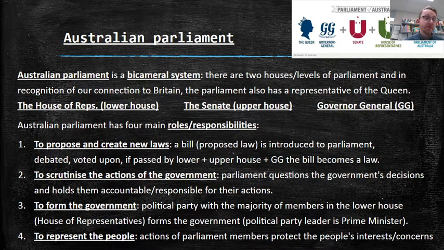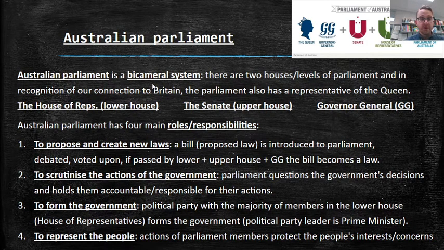Anyway, Australian Parliament is a bicameral system. That means there are two houses, two levels of Parliament. And in recognition of our connection to Britain, the Parliament also has a representative of the Queen. So we have the House of Reps, which is the lower house, the Senate, which is the upper house, and the Governor General, who is the representative of the Queen.